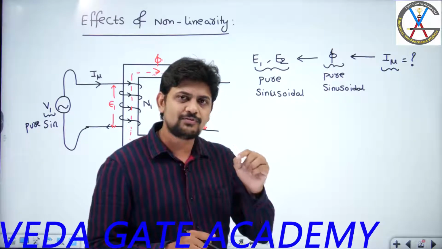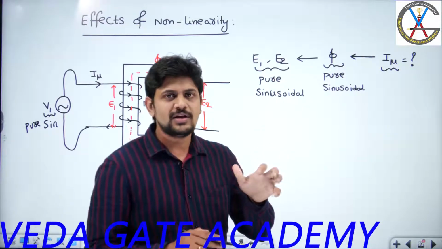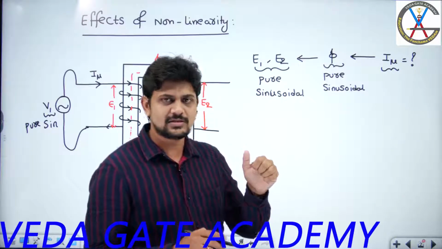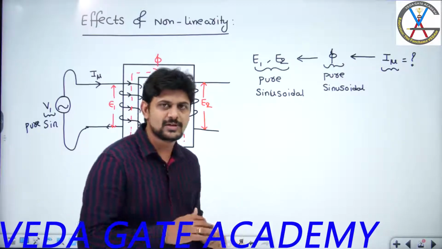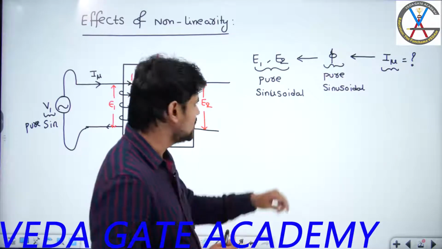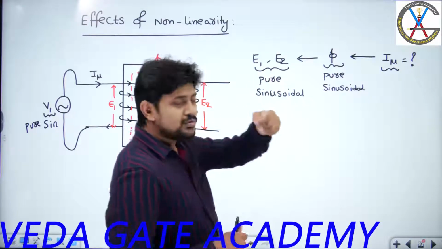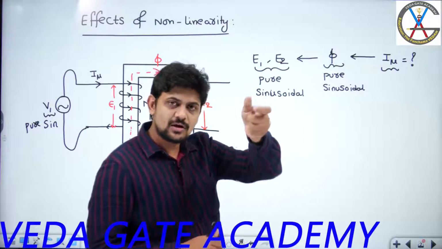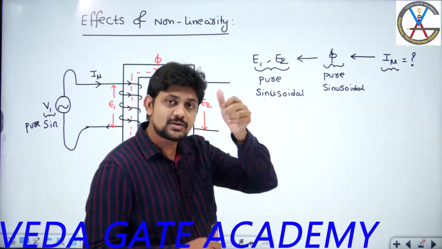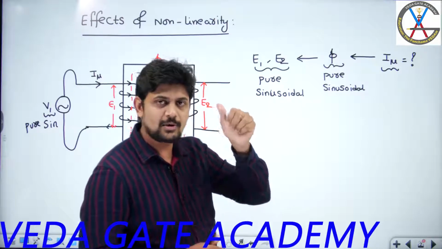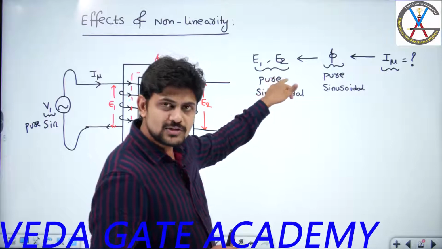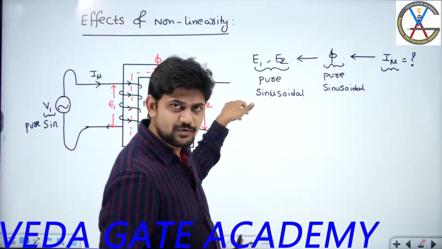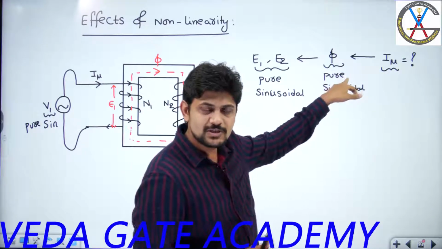The moment the waveform contains harmonics, it is very difficult to analyze the system, and there are some disadvantages, which I will explain. In order to reduce the total harmonic distortion and to get a reliable power system, these EMFs must always be pure sinusoidal. And to produce these pure sinusoidal EMFs in a transformer, the flux linking with the windings must be sinusoidal.